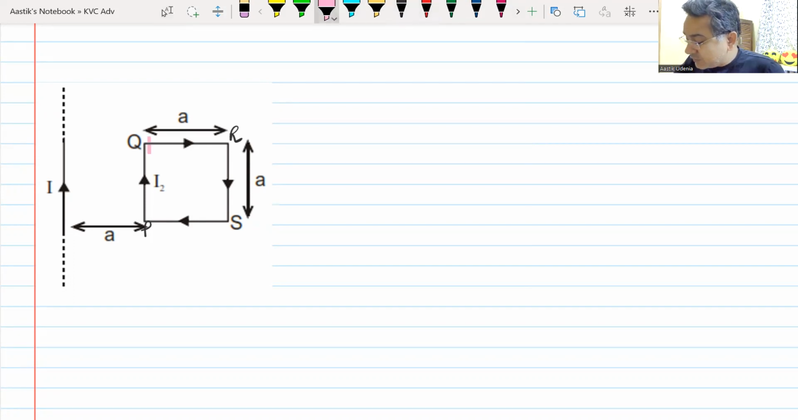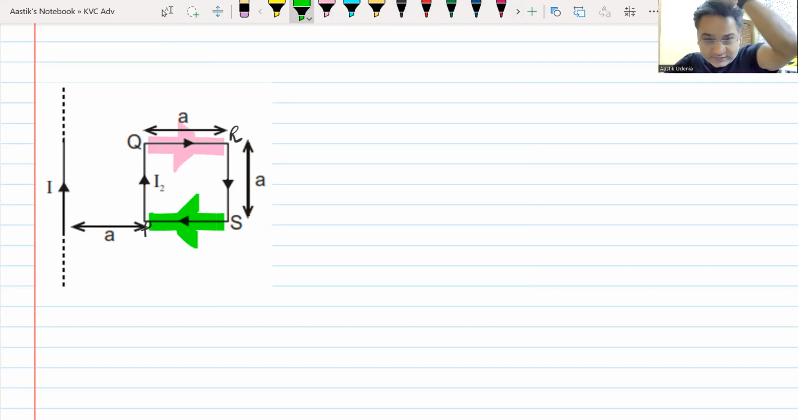Now, if I look at this wire and this wire, both this pink wire and the green wire, is the magnetic field constant or is it varying? Varying, sir. So, in order to find out the force on these two wires, you will have to integrate. But here the question is not to find out the force on the wire, the question is to find out the force on the loop.